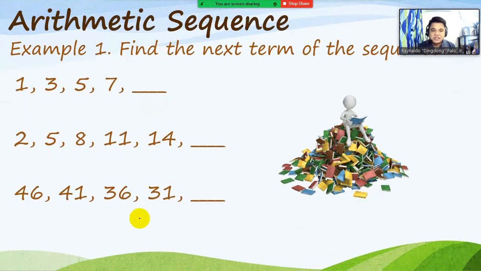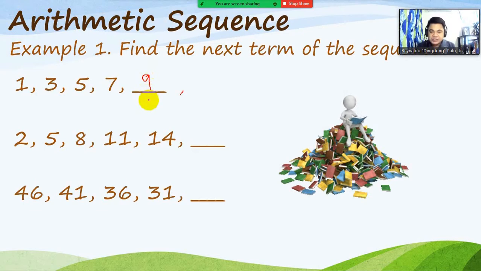Find the next term of the sequences 1, 3, 5, 7, and 2, 5, 8, 11, 14, and lastly 46, 41, 36, 31. So let's have the first example. What do you think is the next term? I'm hearing 9. So therefore, the next term here is 9. How did we say that the next term of this sequence is 9?